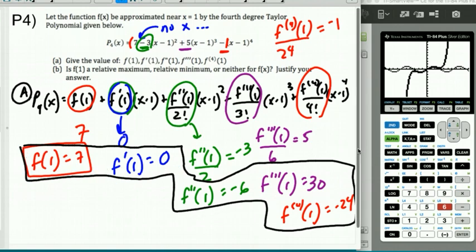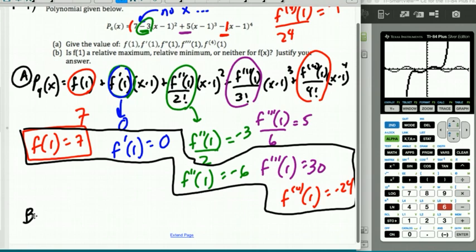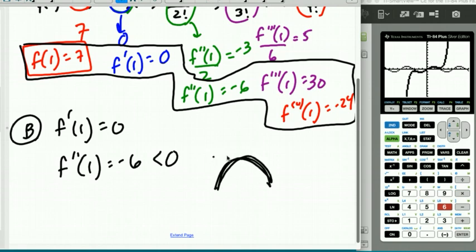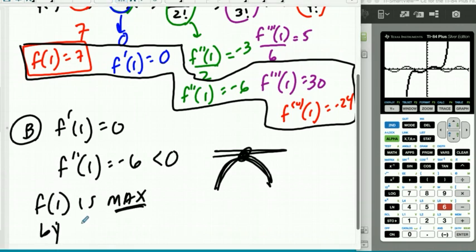The second question is, again, going to be about the second derivative test, right? So we know that f prime of 1 is 0. We also know that f double prime of 1 is a negative 6, which is less than 0. So we're looking at a graph that is concave down and level. That's a max, right? So f of 1 is a max by the second derivative test.